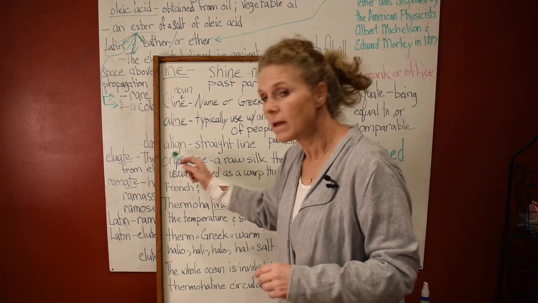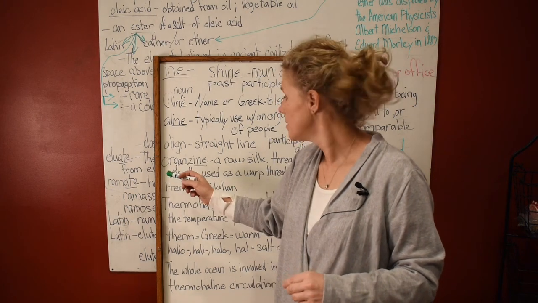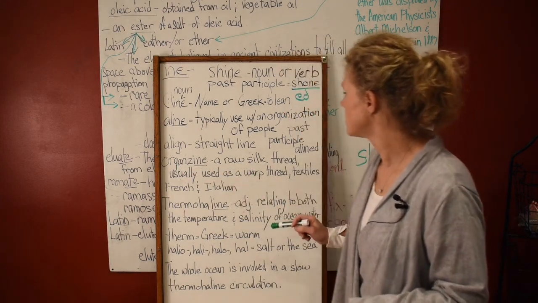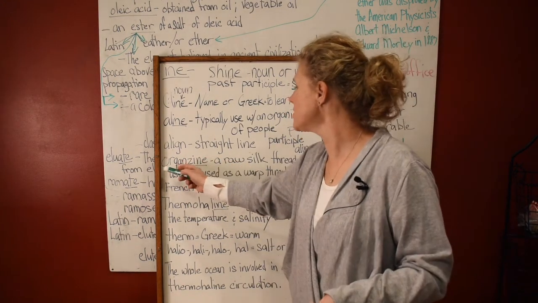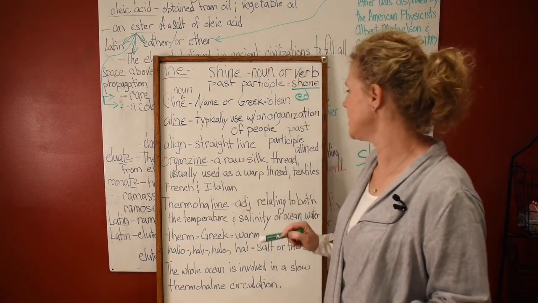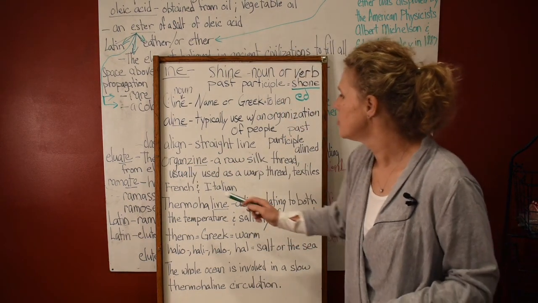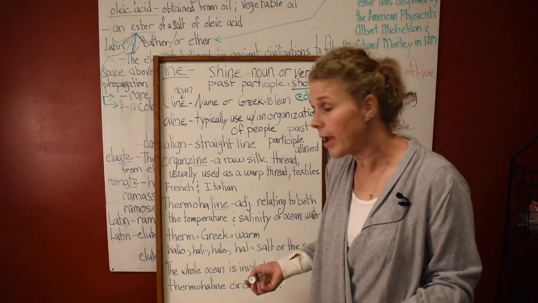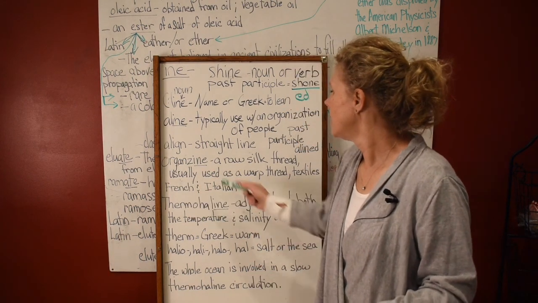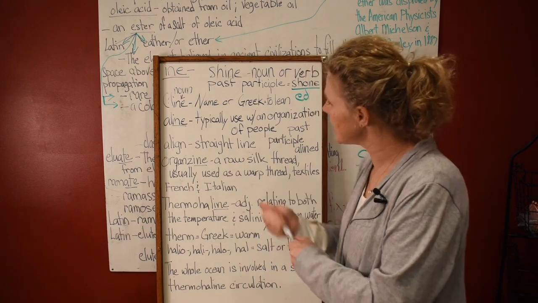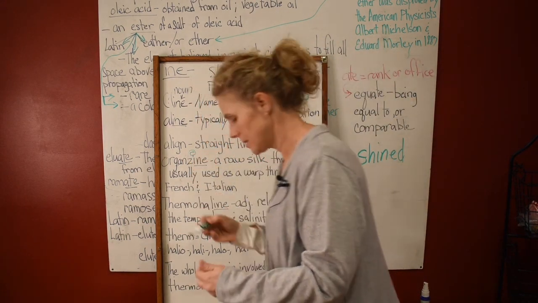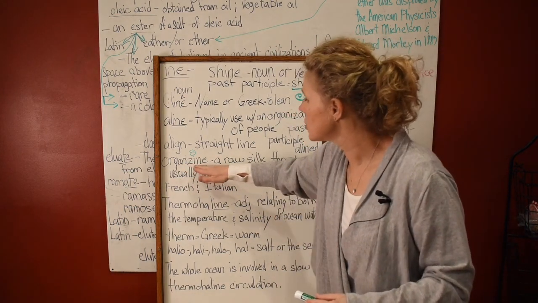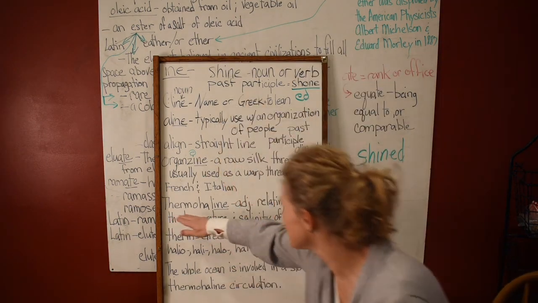Do you want to say that word? Organzine. Organzine. Organzine. Good. All right, so this word right here, organzine, is a raw silk thread usually used as a warp thread in textiles. It comes from the French and Italian. So see how this said E right here, boys? It's not coming from our language, so it's saying E. Which one? Try to pronounce this word.